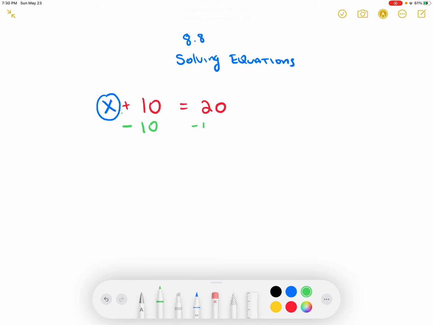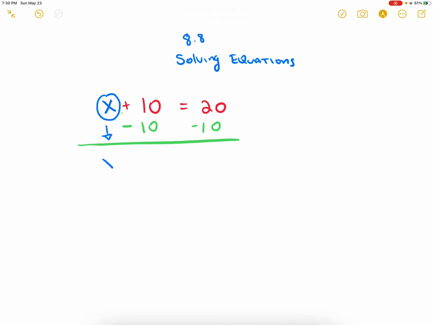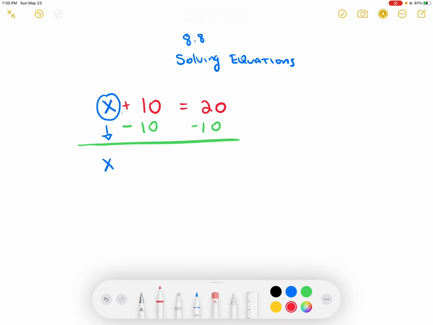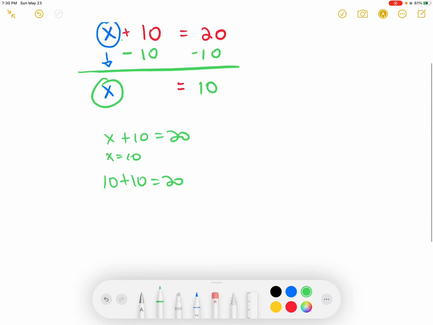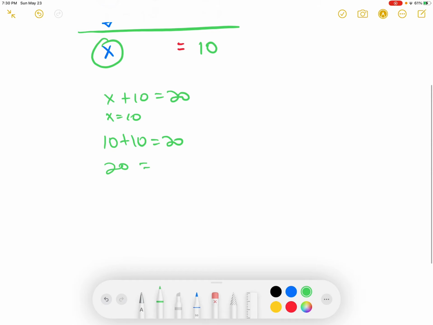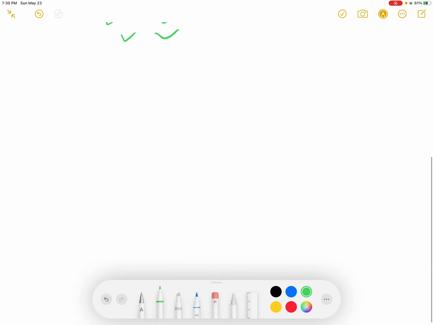So we had to get rid of this positive 10 by subtracting it from this side and from that side to balance the equation. Nothing happened to the x. 10 minus 10 was 0, so we didn't write anything. The equal sign remained, and then 20 minus 10 was 10. And so we found out that x was worth 10, right? And then we substituted it back in to the original equation to see if it worked. When x is 10, does 10 plus 10 equal 20? Yes, it did. We were good on both sides.